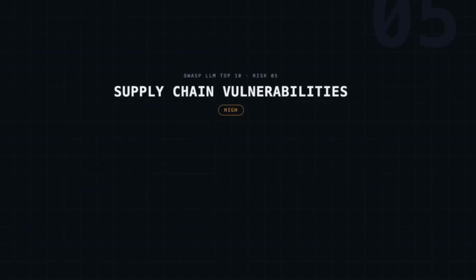Fifth risk is supply chain vulnerability. Your AI supply chain is bigger than you think. Model weights, training data, embedding models, vector databases, plugins, orchestration frameworks. Compromise any link, and the whole application inherits the damage. To fix this, treat model weights the way you would treat any third party dependency, because that's exactly what they are.